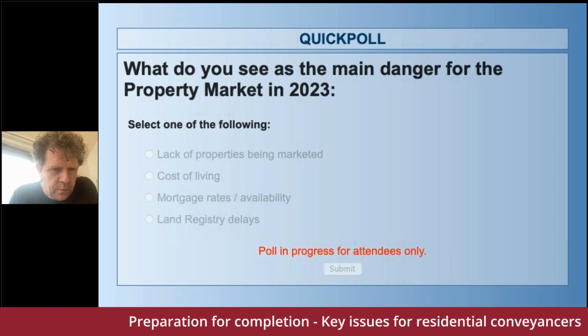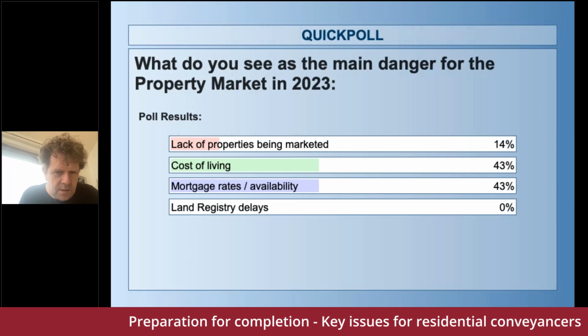Anyway, Stephen, how are we getting on with our poll? Yeah, no problem. I've left that open for a minute, so we'll share the results there. We've run this poll once before, Ian, and I think the results are quite similar. The main things being the cost of living and the mortgage rates and availability, and the lack of properties being marketed. I think that broadly goes along with what you were saying. Absolutely. Really interesting, isn't it? Well, it is quite quiet on the questions front, so we'll just close that off, and I think end the webinar there.